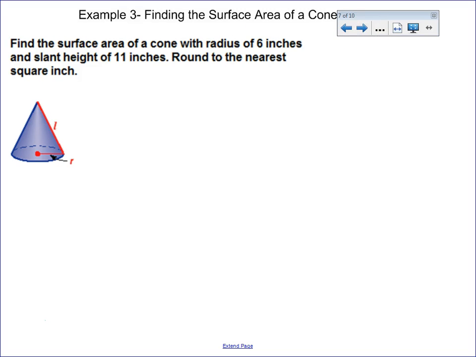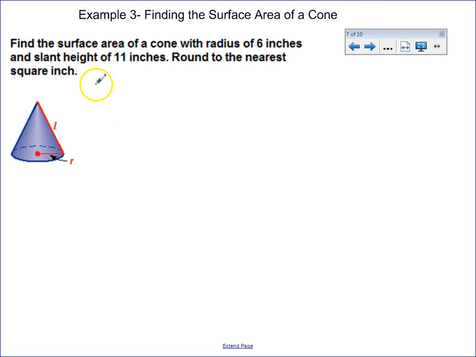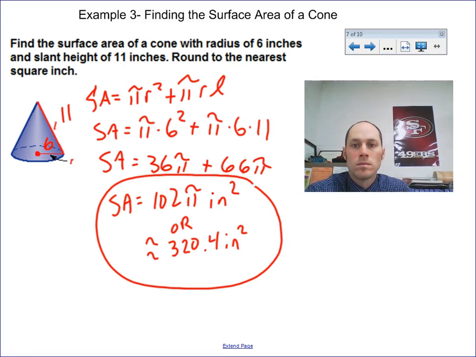So let's calculate the surface area of the cone now. Remember, surface area is equal to the circle, pi R squared, plus our lateral face, pi RL. So pause the video, restart it when you're ready to see a solution.